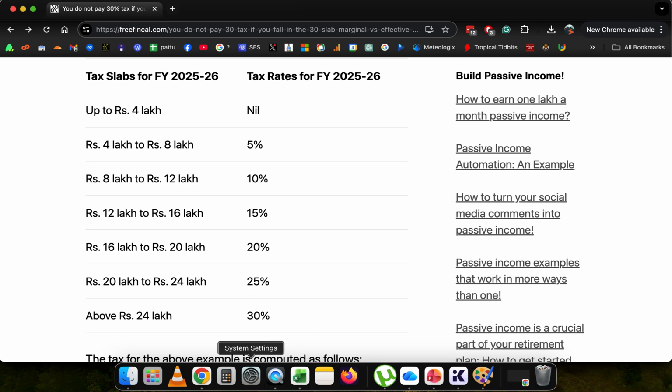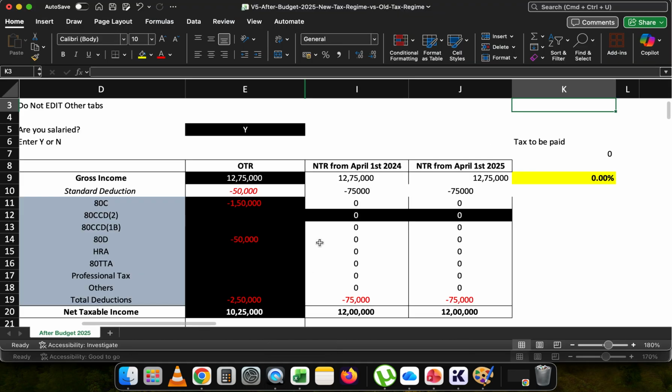So at freefincal, we have a free new tax regime versus old tax regime calculator. I've been updating it for the past few days. It was started by a reader, I then made modifications for it, and then other people have also jumped in and added things. So what you're seeing now is a slightly modified version, just for the sake of this video.